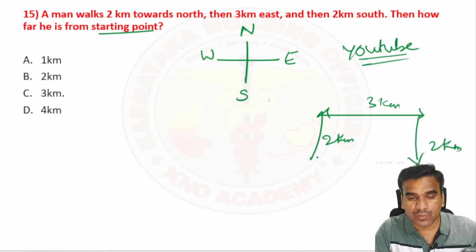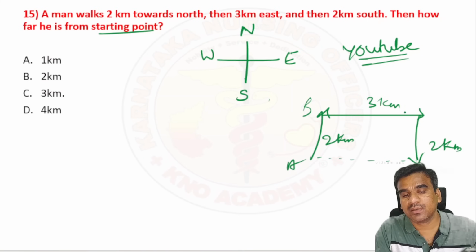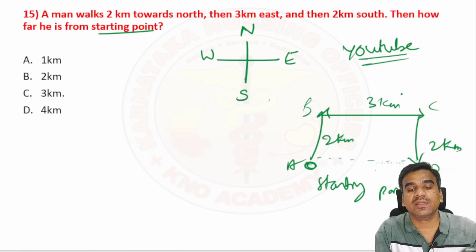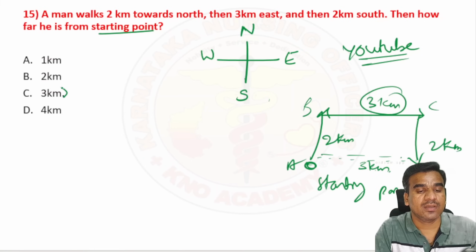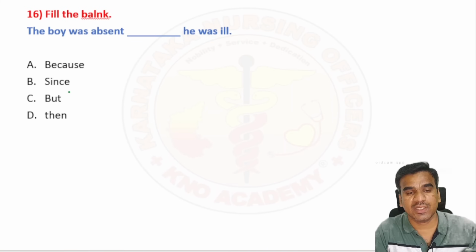So now we can see the distance from point A to D. So this is the starting point. Okay, so here we can see that is 3 kilometers, so this will be the same 3 kilometers. So the right answer is 3 kilometers. Okay, so hope you understood. This is the easiest one.